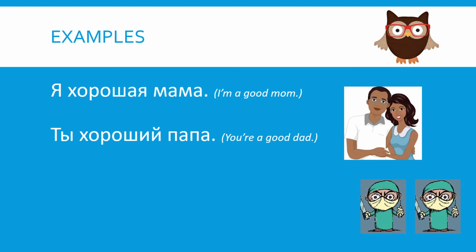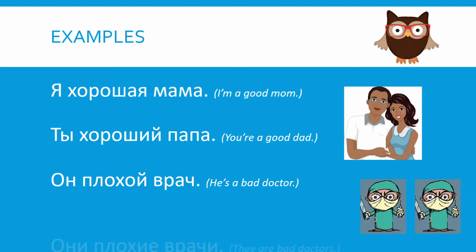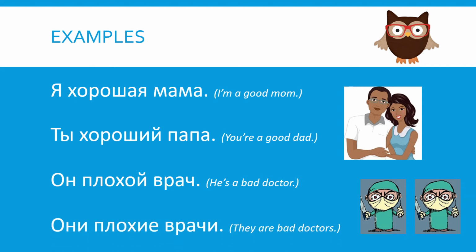Okay, now let's look at bad. Он плохой врач. He's a bad doctor. So it has the male form of плохой. Now let's see the plural form. Они плохие врачи. They are bad doctors. So you should get an idea from these examples how adjectives have to change depending on the object they describe.